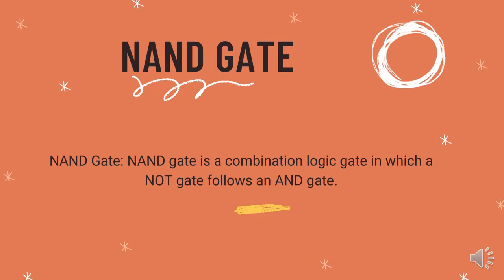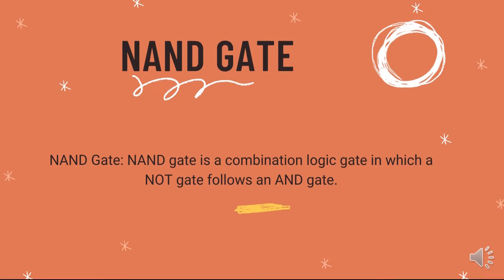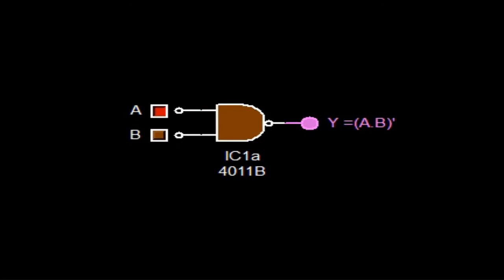So this is the circuit symbol of a NAND gate. A is one input, B is the other input, Y is the output, Y equals (A dot B) bar. 7400 is the NAND gate chip number. Here we see a NAND gate is an AND gate followed by a NOT gate, because Y equals (A and B) bar.